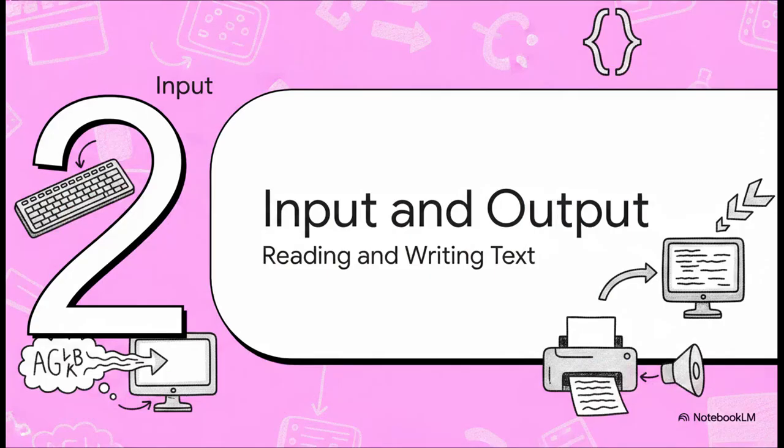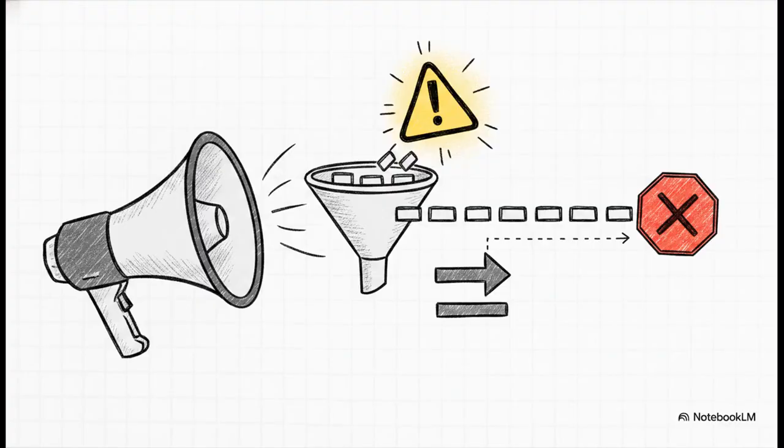Moving right along to Section 2, Input and Output Operations. To output a string to the screen, we rely on our trusty printf function. But this time, instead of %d for integers, we use the %s format specifier. This tells the computer to print the whole array of characters until it hits that null character stop sign. And to take input from a user, we use scanf with that exact same %s specifier.